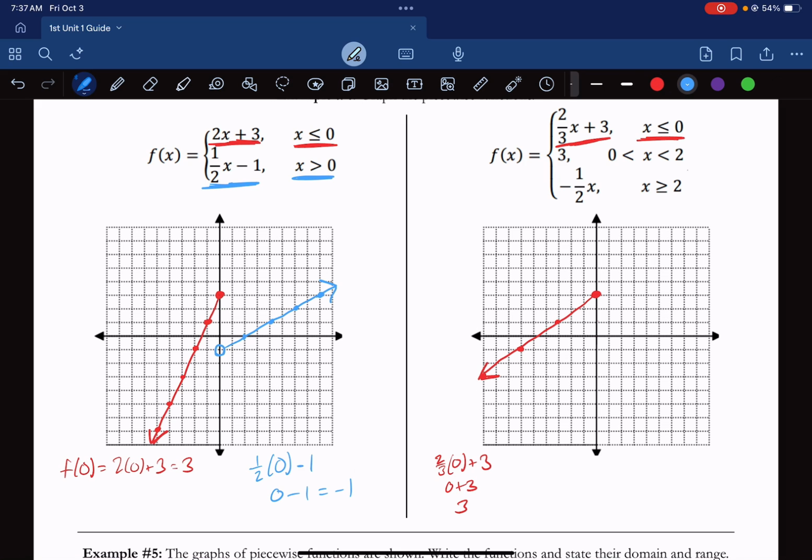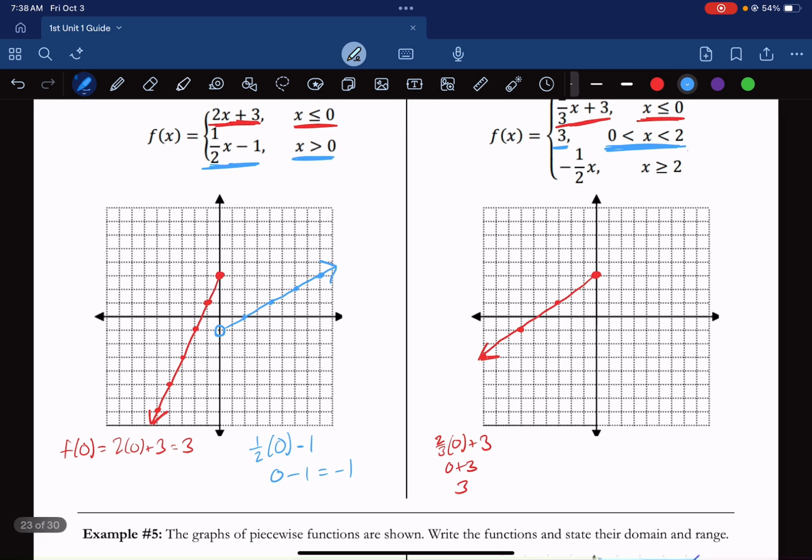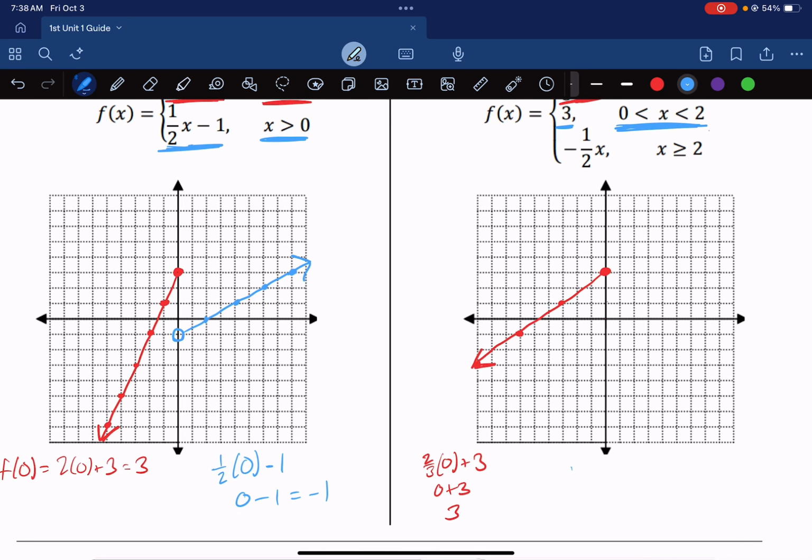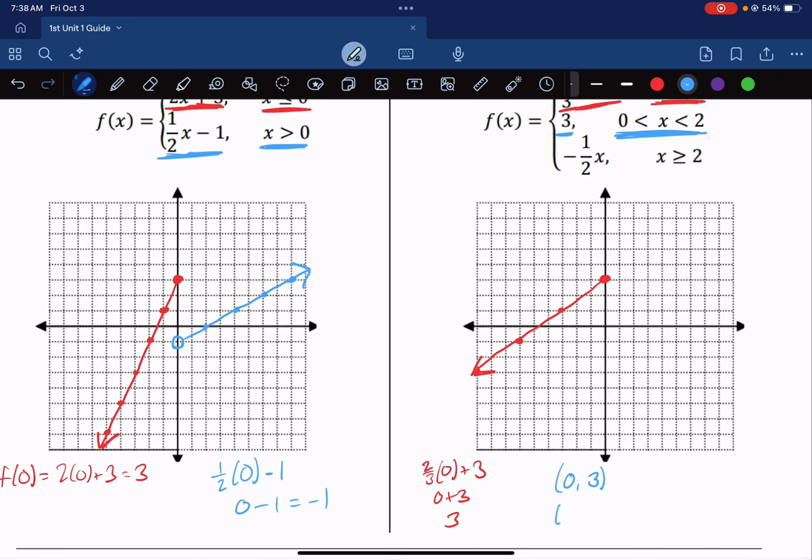My second piece is the rule 3 for 0 is less than x, which is less than 2. So when you have a middle interval, you are going to have to evaluate both endpoints. This one there is no x, so it's not as bad. But I have the points. The first endpoint is 0, 3, and then the second endpoint is 2, 3. And both of them are going to be open circles because they're not defined at 0 or 2 there.